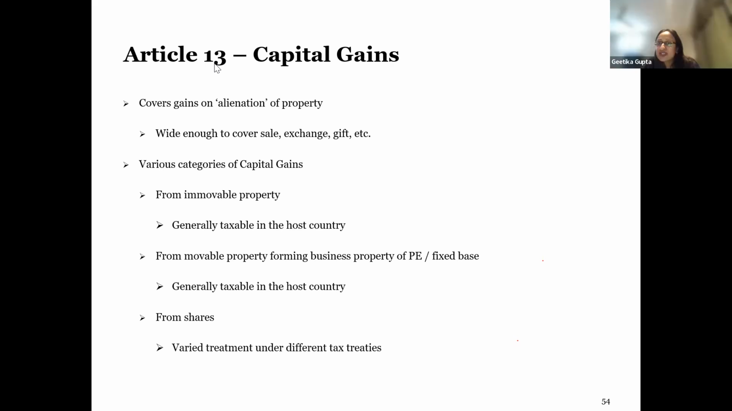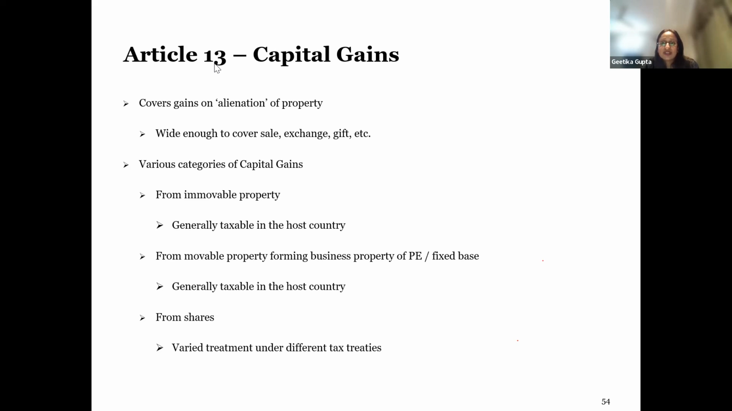Sure. Maybe the first question is from Mr. Sunil Gupta. What about if an agent satisfying all the tests of a dependent agent is earning revenue of only 20% from the FCO? So I would like to put it like where the agent is earning only 20% of the revenue from the foreign company, and it is earning 80% from, let's say, other unrelated parties of the foreign FCO, then it can be said that the agent is economically independent.